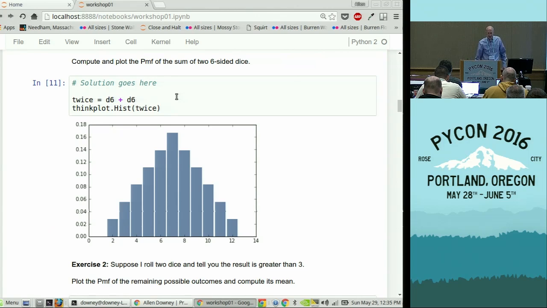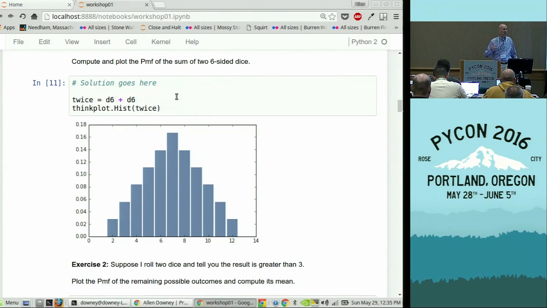Okay, let's take a look at a solution. So I mentioned that the PMF object provides an add method, and that means that when you apply the plus operator, it invokes a function that figures out the PMF of the sum. If you know some statistics, what it's doing is convolution of the distribution with itself, and what you get, the result, looks like that, and that is the distribution of outcomes for the sum of 2 dice.